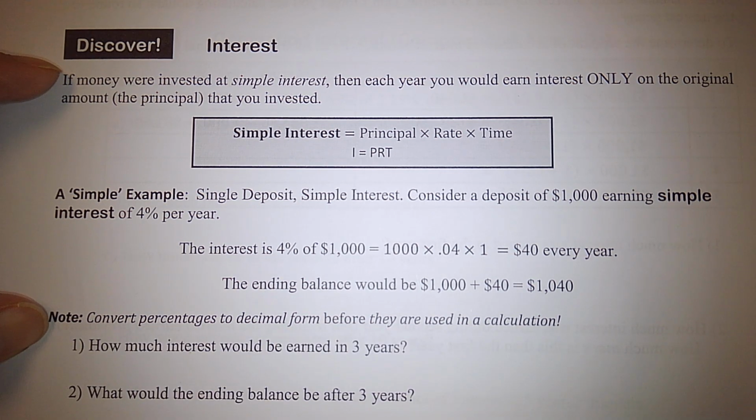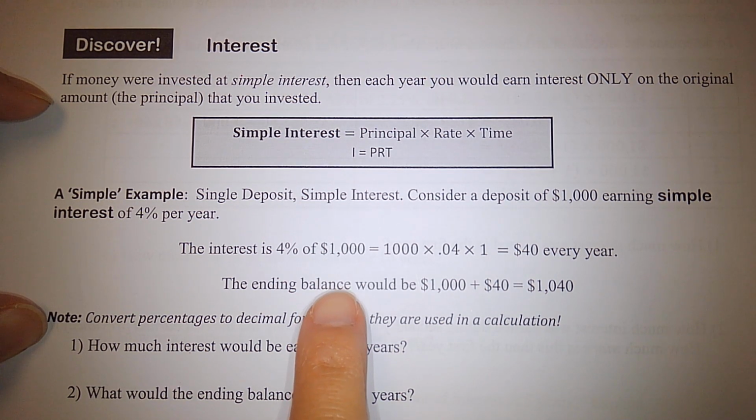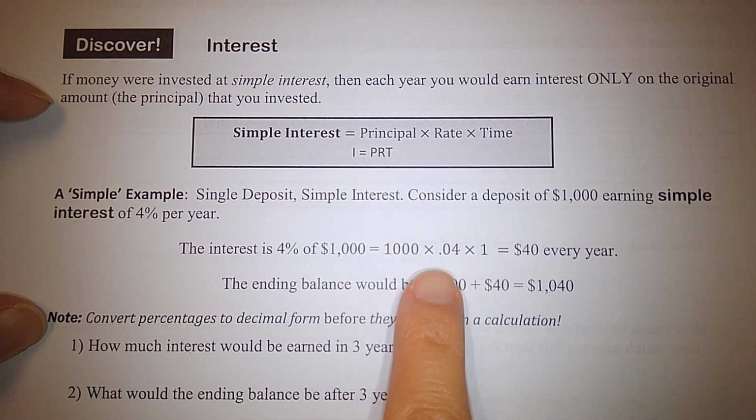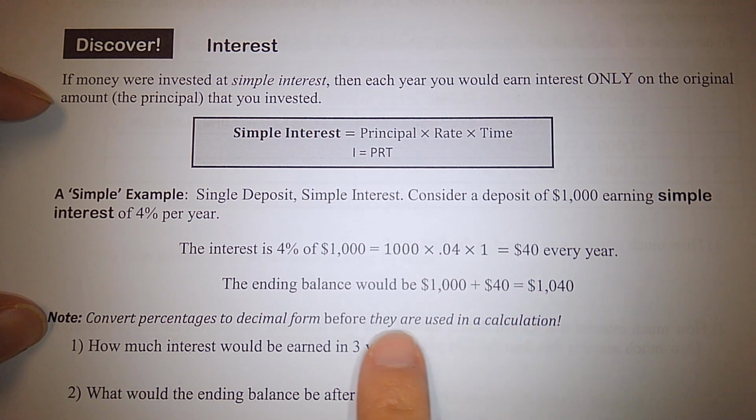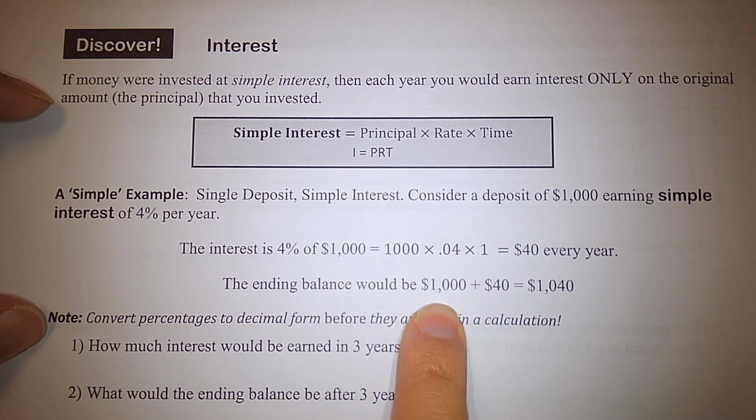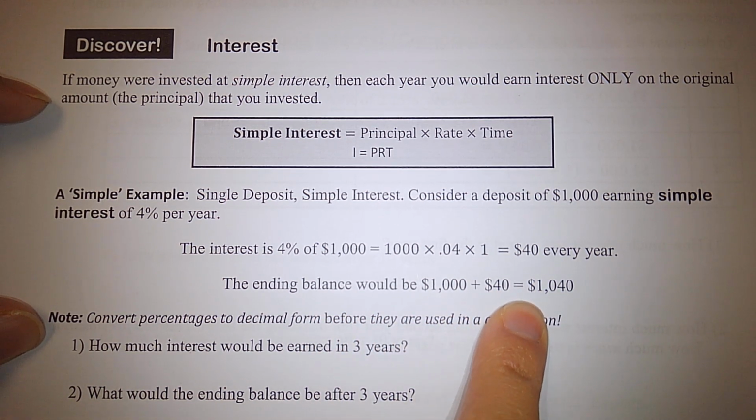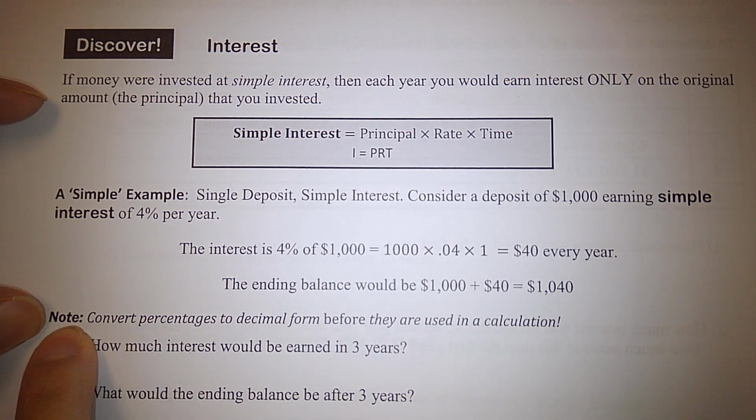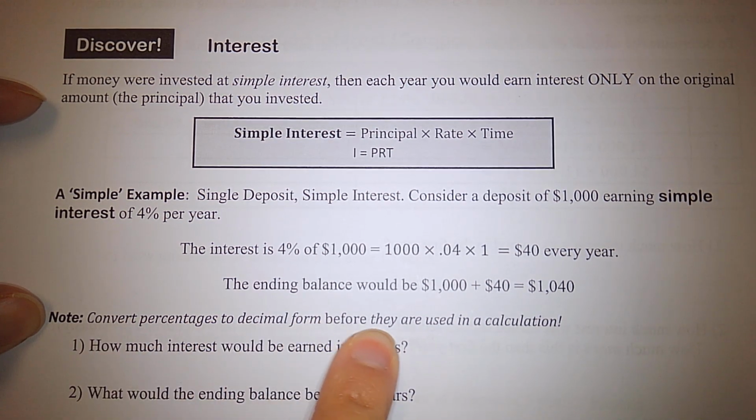If money were invested at simple interest, then each year you would earn interest only on the original amount of the principal that you invested. A simple example, single deposit, simple interest: consider a deposit of $1,000 earning simple interest of 4% per year. The interest is 4% of $1,000, which equals 1,000 times 0.04 times 1, equals $40 every year. The ending balance would be $1,000 plus $40 equals $1,040. Convert percentages to decimal form before they are used in the calculation.